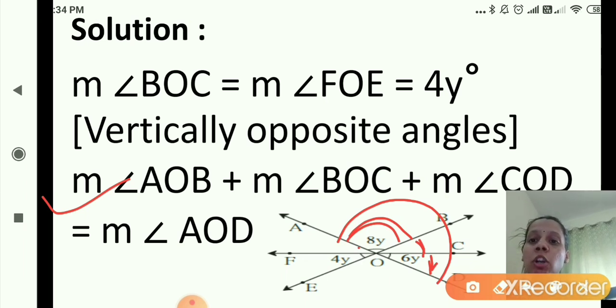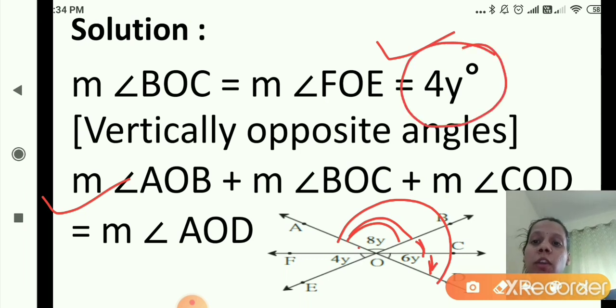We know the measure of angle AOB, that is 8y, which is given. Measure of angle BOC, it is not given in the figure, but first only we got, that is 4y. Why? Because it is vertically opposite. So if EOF is 4y means BOC also 4y, correct. So this is 4y and this is 6y, that is COD is given 6y, right, which is equal to measure of angle AOD.